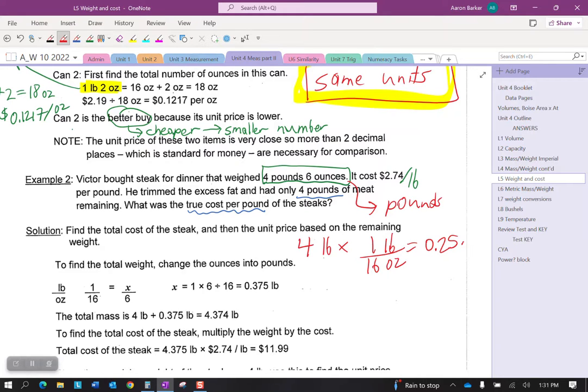Oh, Mr. Barker. Hold on, put on the brakes. I don't need it in pounds, do I? I screwed up. This is wrong. I need it in ounces. OZ. Okay. So I need to flip my conversion factor because I need ounces. So ounces has to go on top. So 16 ounces over 1 pound.